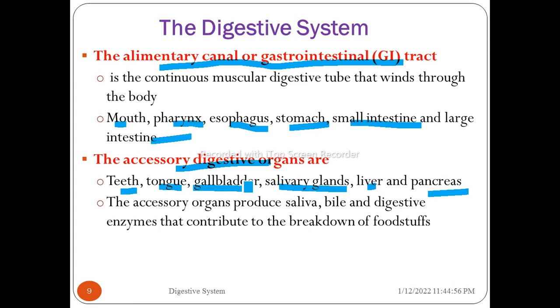From these organs there are also glands. The salivary glands, liver, and pancreas are the accessory digestive glands. Accessory organs produce secretions: salivary glands produce saliva, the gallbladder stores bile, and the pancreas produces digestive enzymes that contribute to the breakdown of foodstuffs. So both accessory digestive organs and alimentary canal organs are important for digestion.